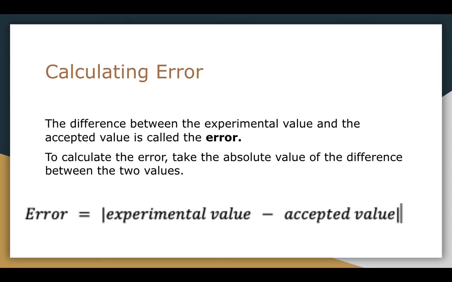And to calculate the error, you essentially take the absolute value, so you don't have to worry about which is bigger or which is smaller. You just take the absolute value of the difference between the two values. So error could be experimental value minus accepted or accepted minus experimental. We usually don't put a negative sign on it or a positive sign. We just say what's the difference.